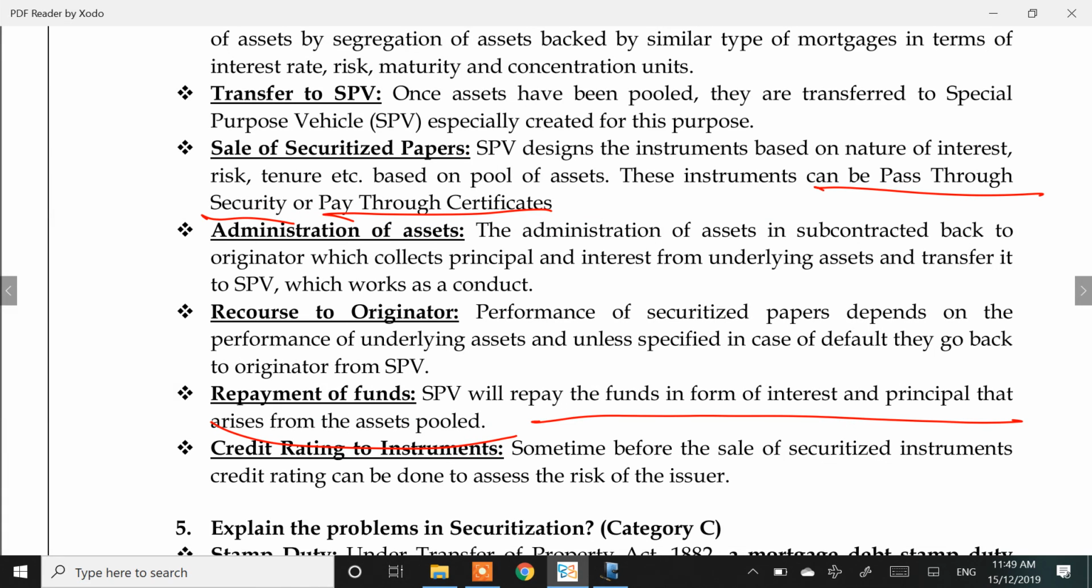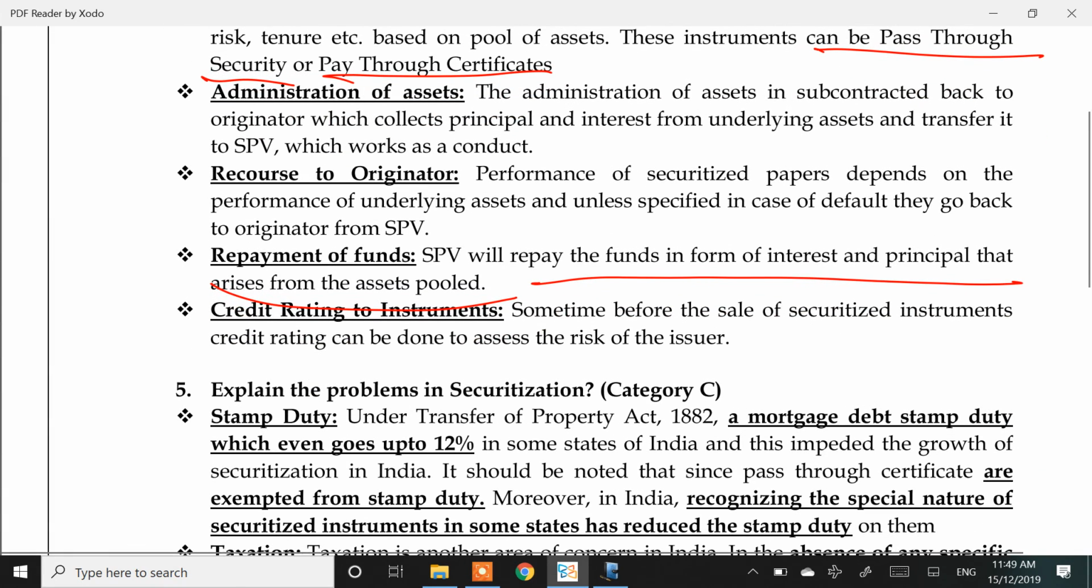What are the main problems in securitization? The main problem in securitization is basically from a stamp duty point of view. There are certain states where stamp duties are charged on this, and that impacts the growth of the securitization industry. Mortgage debts stamp duty even goes up to 12%, and this impeded the growth. Some states have made this exempt and some states are trying to reduce this duty, but this is one issue.